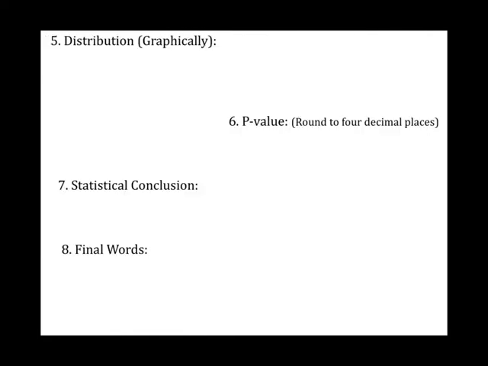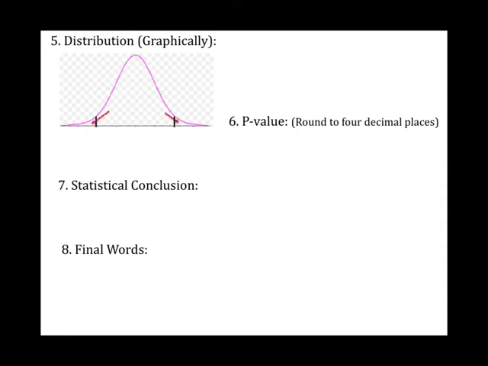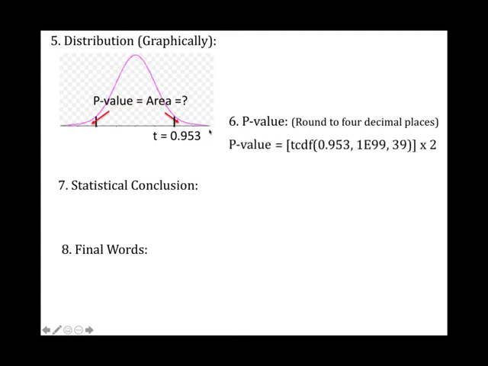Okay. Number 5, distribution. We have the t-distribution, which looks like the normal distribution. And we have the two tails. So the area of the two tails will be equal to your p-value. And then we have the test statistic, t equal to 0.953. So figure out your p-value. We'll be using the tcdf, lower value to upper value.